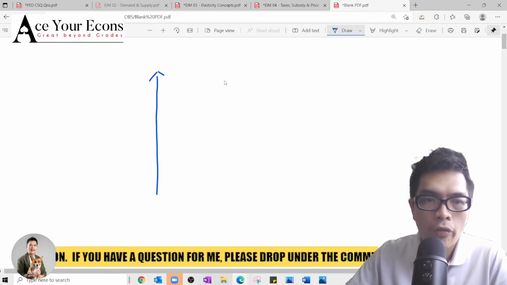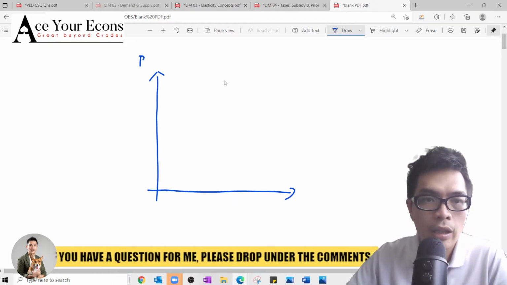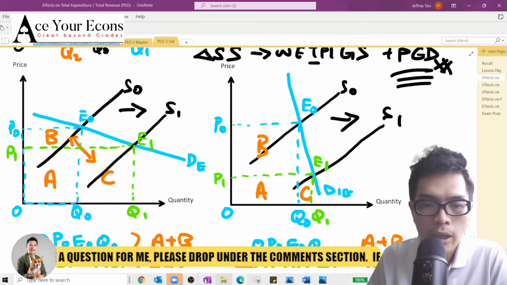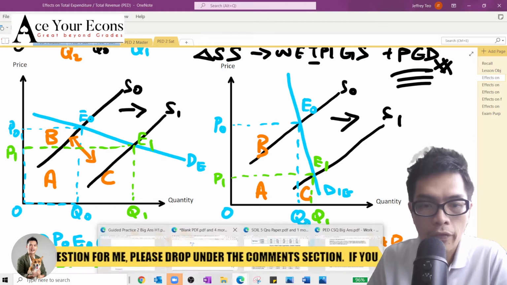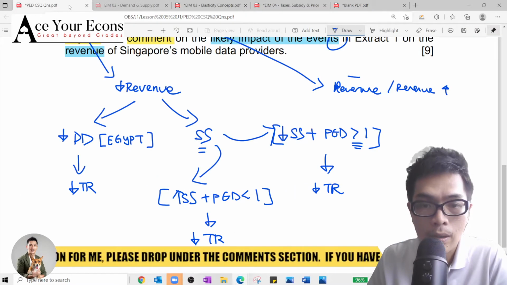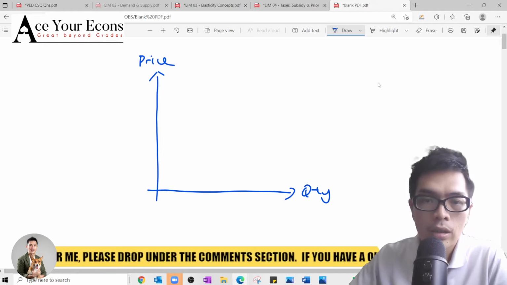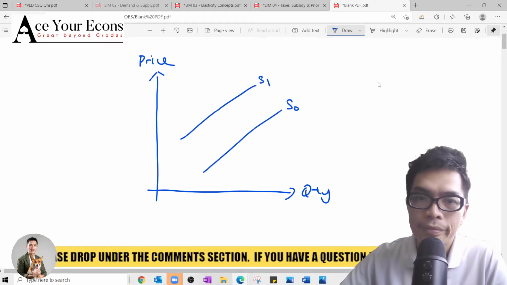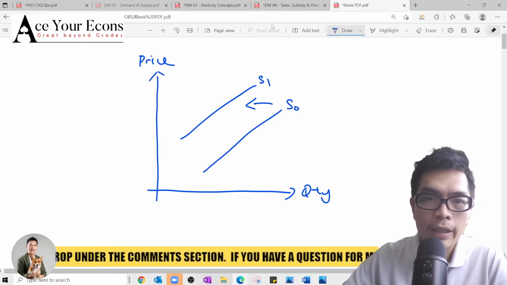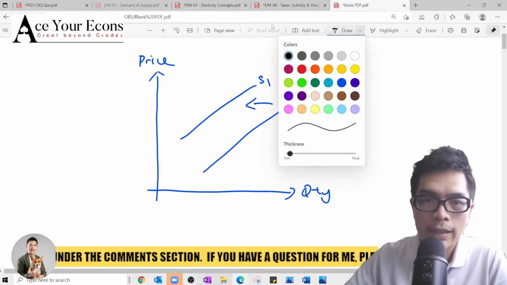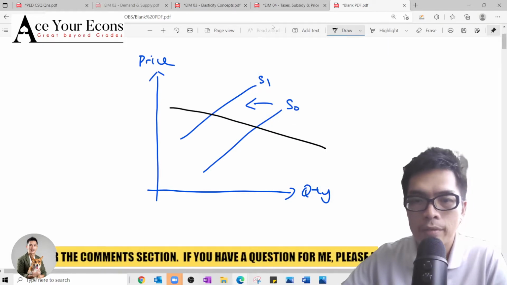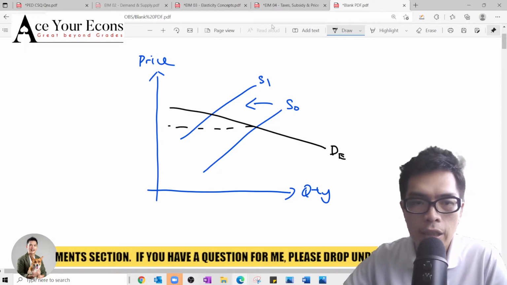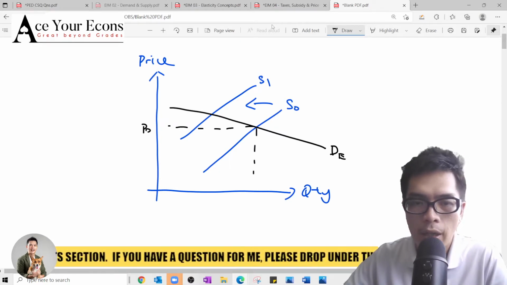For the students who didn't get the drawing, let me take another look. We want to illustrate a fall in supply and PED greater than 1. So the supply curve must fall to the left. Right? And PED has to be as elastic as possible. Flat. So we can see that this is the initial price and quantity.